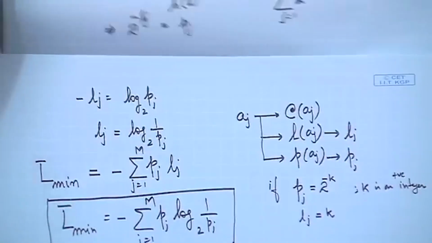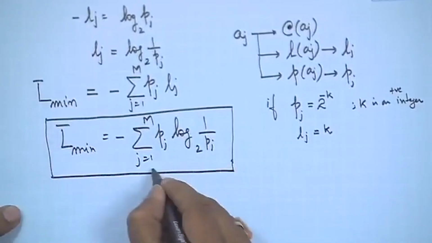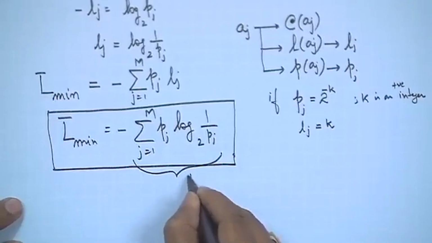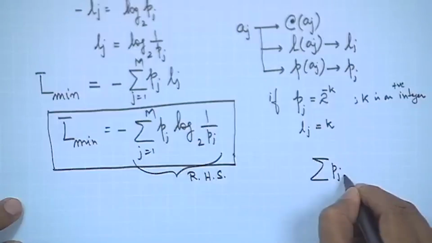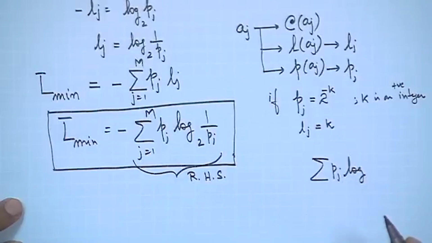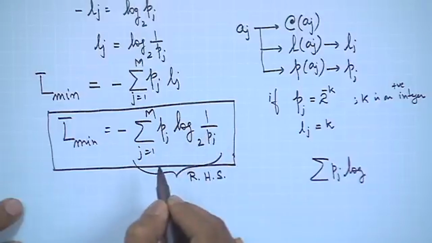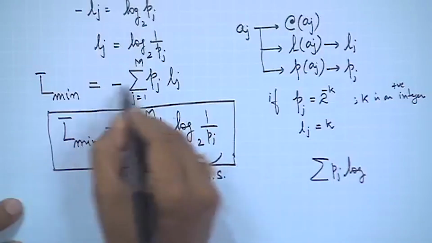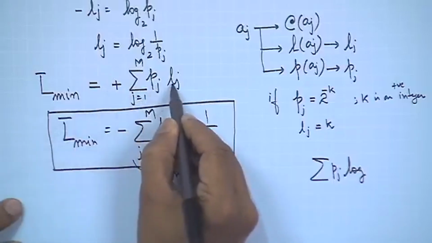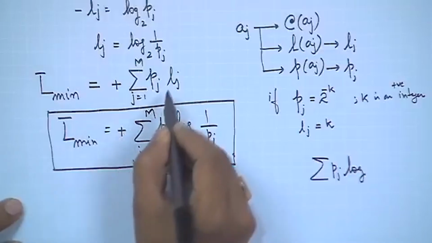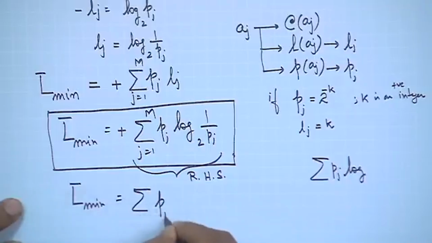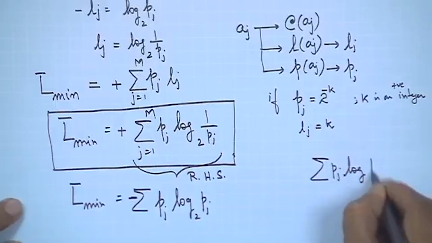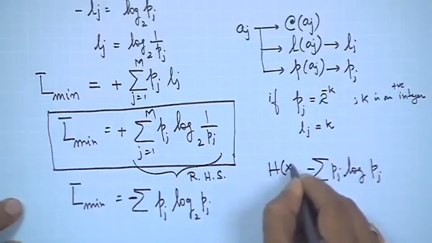At this point, it is important to note that this right hand side quantity, which is the summation of Pj times log base 2 of 1 by Pj, is a plus, because I have Pj times Lj. Otherwise, if I bring it to the numerator, L min bar is equal to summation of Pj times log base 2 of Pj. In this case, I have a minus, which is the same Pj with a minus.